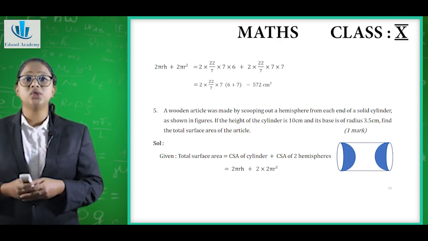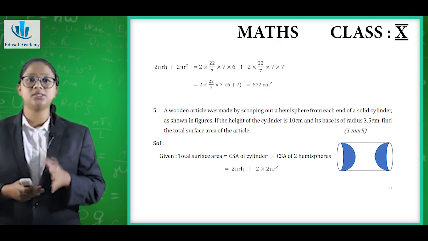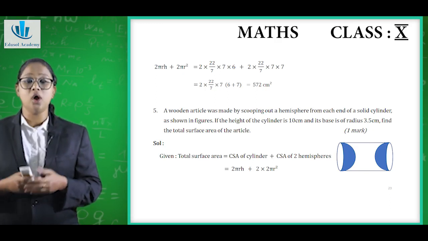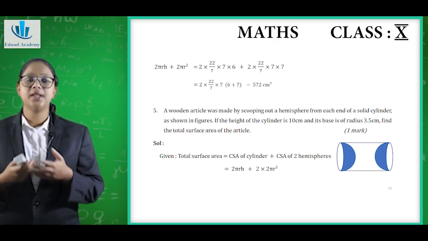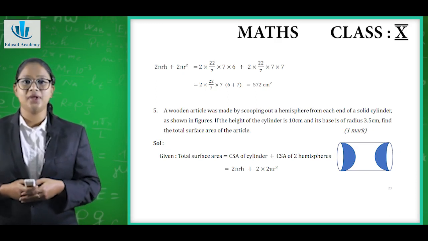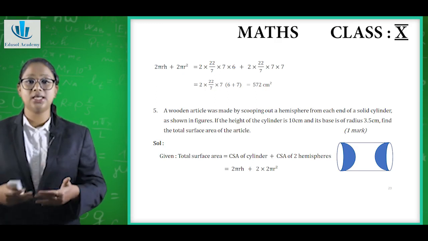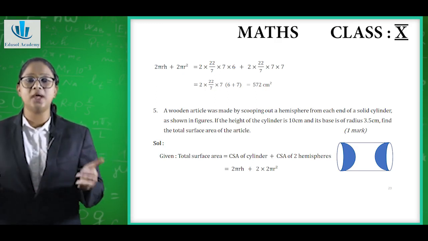But don't worry, to find area of such solids, all you have to do is observe the whole solid from different sides and combine using equations. So the equation combining is simple here. You can see a cylinder and two hemispheres.